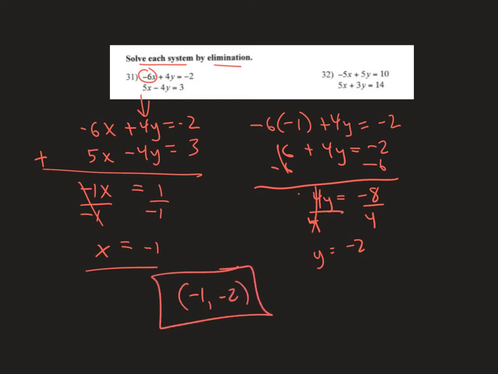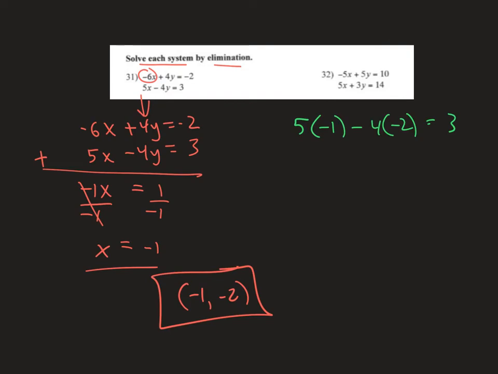That's my final answer. Now I want to check that answer. So what I do is I substitute both of these values, right? This is my x and this is my y, into the second equation and see if it works. Remember, this point should be on both lines, so it should be a solution to both equations, which means it should make the equation true once I substitute them in.